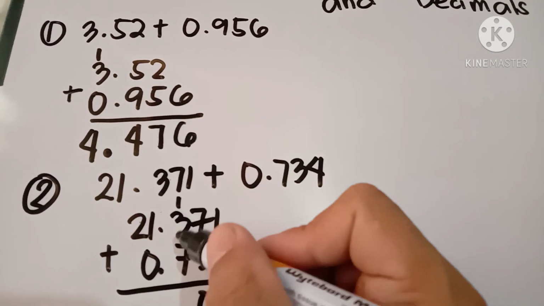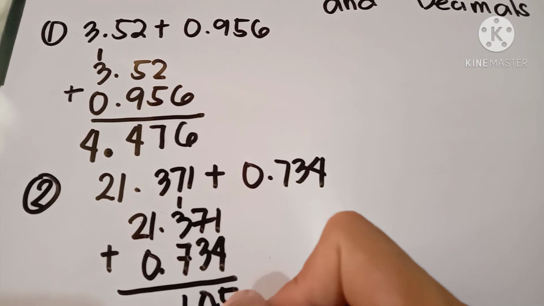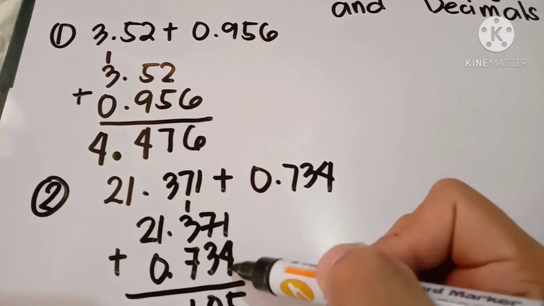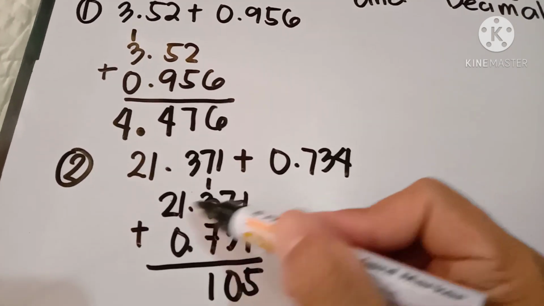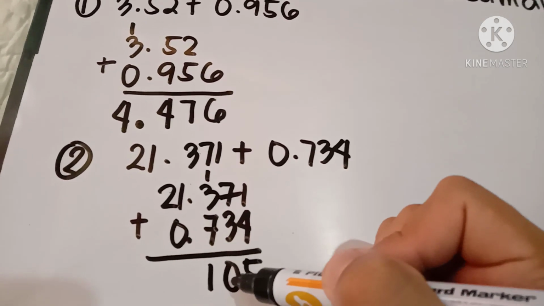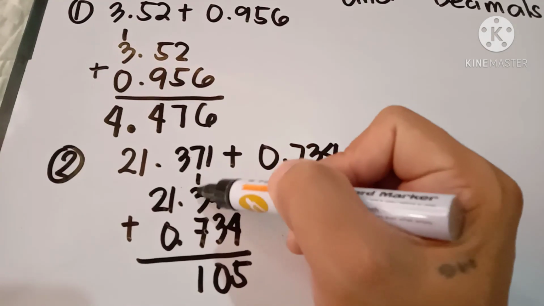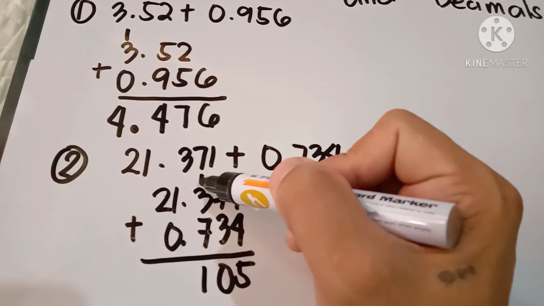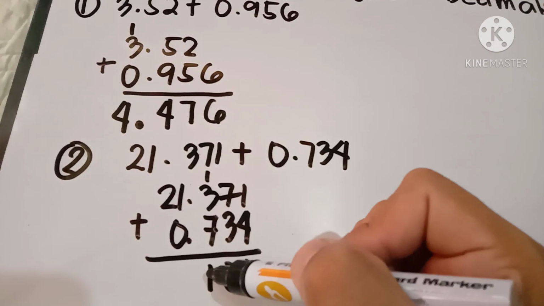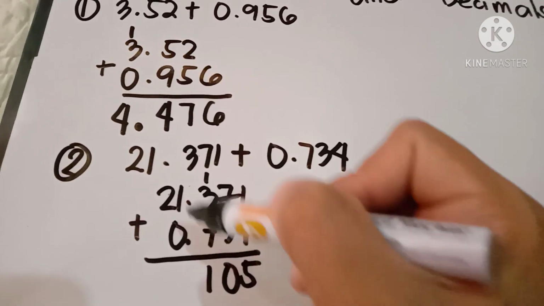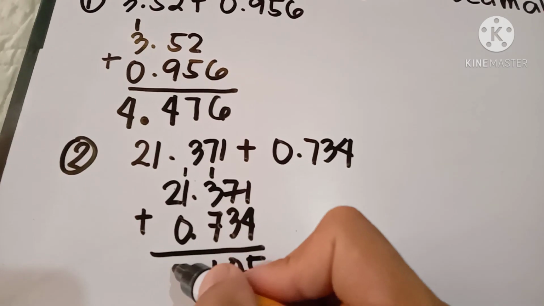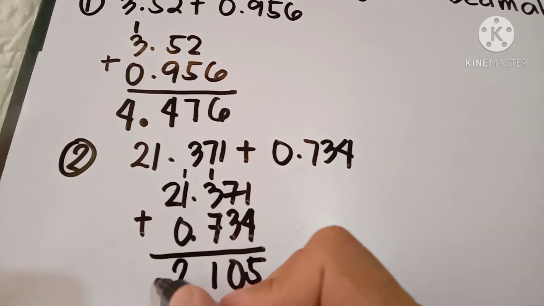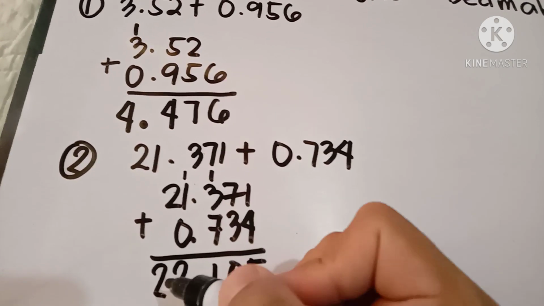Then 4 plus 7, that is equal to 11. 1 plus 4 is equal to 5. 7 plus 3, that is equal to 10. So write 0, regroup 1. 3 plus 1 is equal to 4. Then 4 plus 7, that is equal to 11. So write 1, regroup 1. 1 plus 1, that is equal to 2. Then bring down 2. Okay.